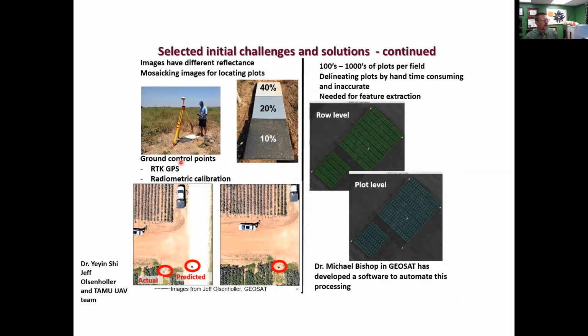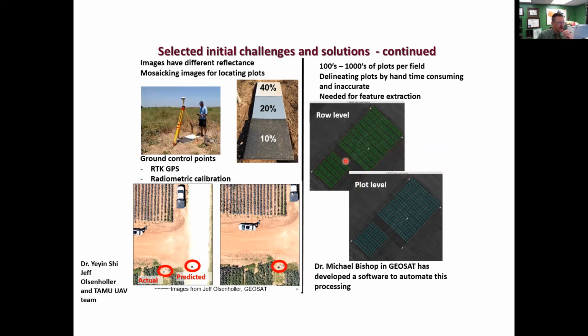So I mentioned ground control points for spatial recognition. One of the things we've learned is that we need to have some color differences, and that helps with the spectral calibration. And you actually need to go through and use GPS to figure out where each of those are. And then the last major problem that we had that I'm going to talk about is how to actually identify the plots.